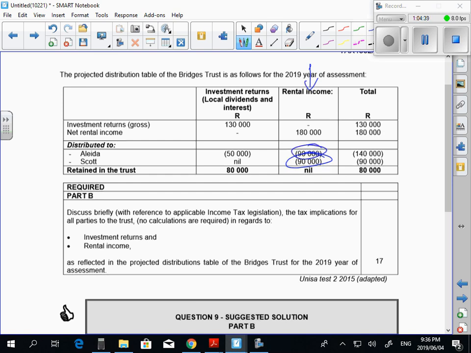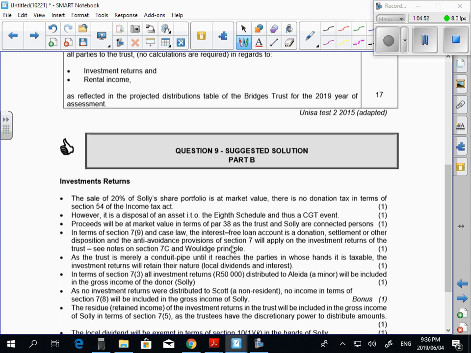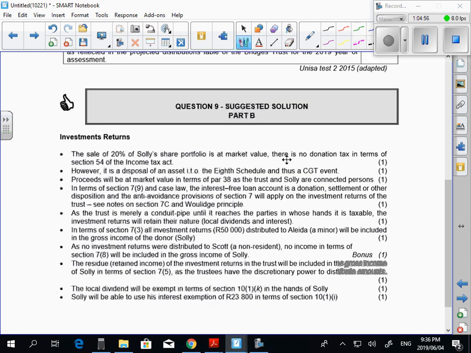And you're going to have to discuss Woolage and section 7C. And you need to discuss the conduit pipe principle as well. And you're going to need to discuss the concept where people have got vested rights and don't have vested rights. So can I ask you to just have a read through, or let me read through it with you? So it says the sale of 20% of Solly's share portfolios at market value, there's no donations tax. Guys comfortable? However, it's a disposal of an asset in terms of the 8th Schedule, a CGT event. Proceeds will be at market value as they are connected persons. Can't do base cost because I didn't tell you what the base cost was.